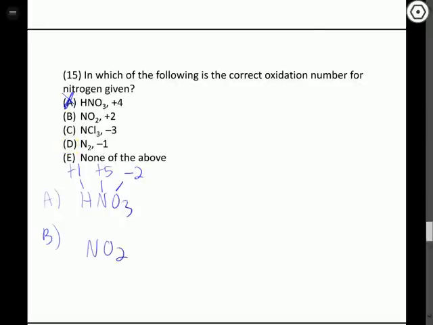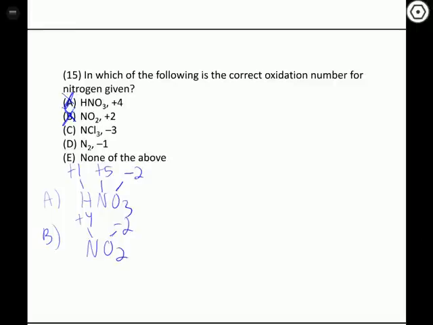So oxygen is -2. If there's 2 -2s, you need a +4 on nitrogen to balance that out. So choice B is incorrect. It also helps to draw the Lewis structure. We know that the Lewis structure of NO2 would be complicated because it's an odd number of electrons, but it's going to have nitrogen at the center with 2 oxygens on the outside, so no oxygen-oxygen bond, which you need to be aware of.